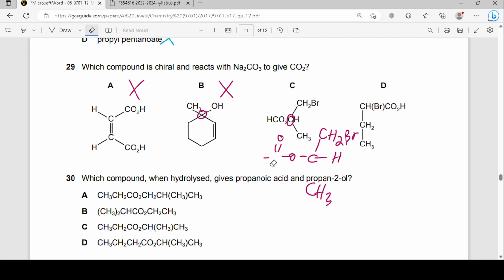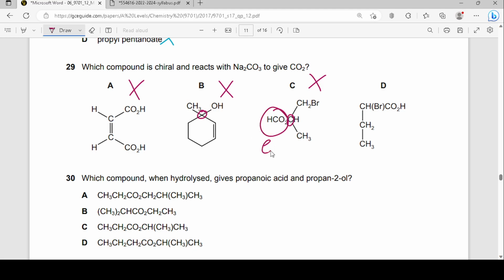And then because of the HCOO group, that means the COOH group. No, wait, it does not give a reaction. Yeah, I'm wrong, because this is HCO. That means it's an ester group, right? It's not a carboxylic acid, so it will not react with Na2CO3. Even though it's chiral, an ester will not react with Na2CO3. So that's wrong, and that means D must be the answer, because it's the only option left really.